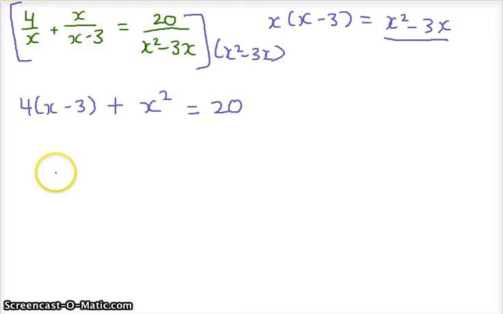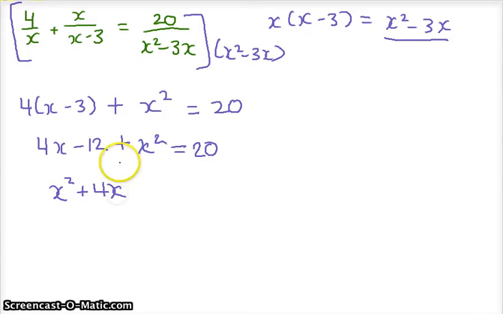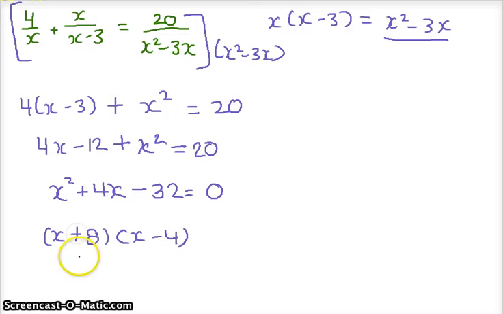And then here we can just solve this part. So we have 4x minus 12 plus x squared equals 20. Then x squared plus 4x, and then I'm going to subtract 20 from both sides, so we have negative 32 equals 0. Then we have to factor this, so we have x minus 8, x minus 4, but this is positive, so it's x plus 8 times x minus 4 equals 0.